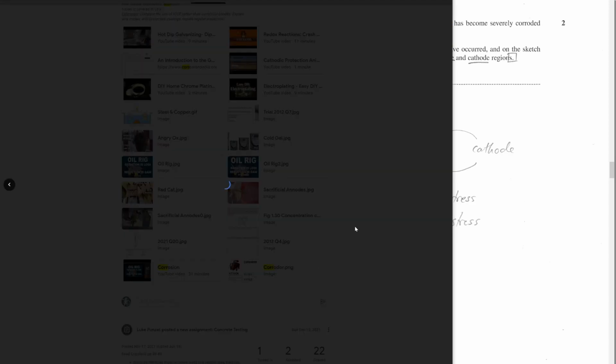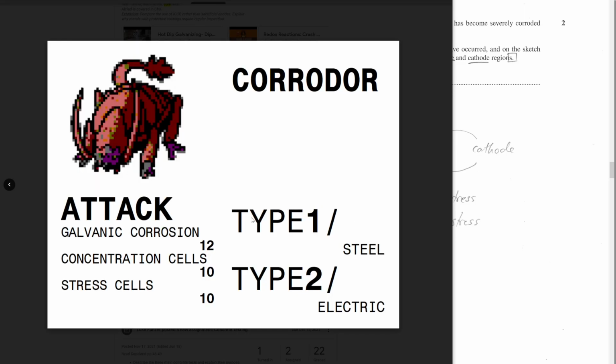Okay, so here I've got Corrodor, and there are three different kinds of attack. There's galvanic corrosion, where we have two dissimilar metals in contact. We have concentration cells, which are to do with oxygen content, right? So where we have like a scratch in paint. And we have stress cells. So this is like why welding is a problem, right? When we weld, we create areas of higher stress, and so we have to worry about stress cells.